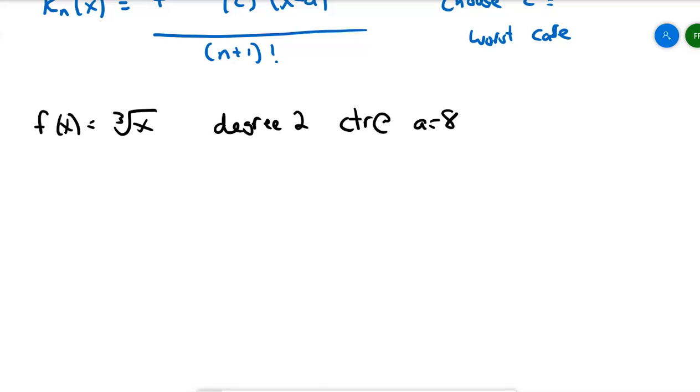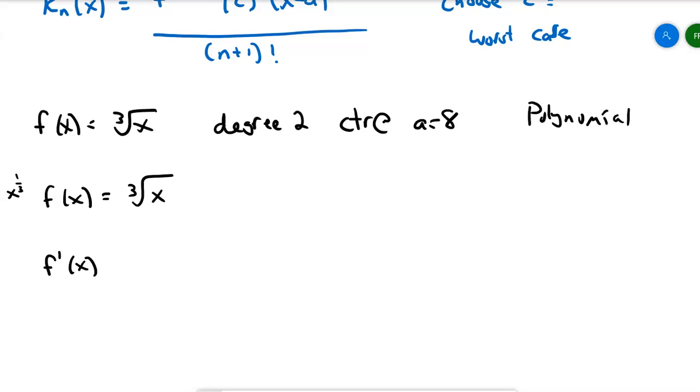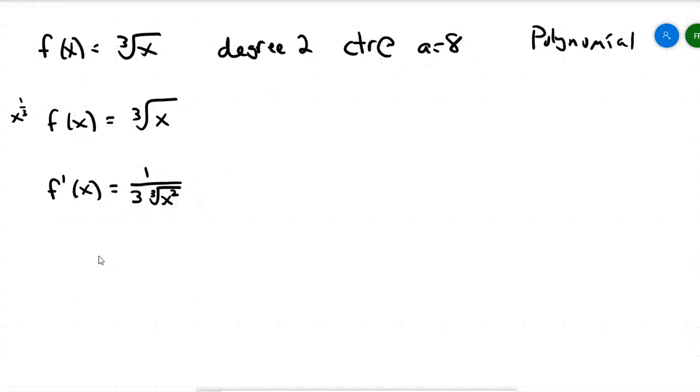So the first thing is, let's find that polynomial first. So f of x equals the cube root of x, which is x to the 1/3 power. If I derive x to the 1/3, I'll get 1/3 x to the negative 2/3. So 1/3, and x to the negative 2/3 is the same thing as the cube root of x squared. If I'm going to talk about error bounds, I'm going to need one derivative more than the degree of my polynomial. So while I'm deriving here, let's just keep going.